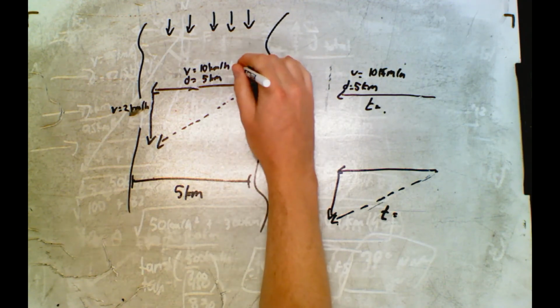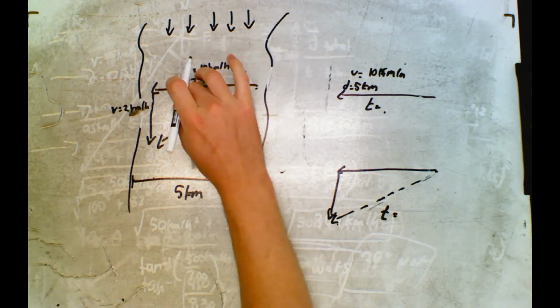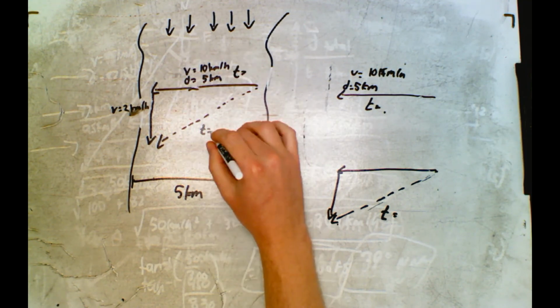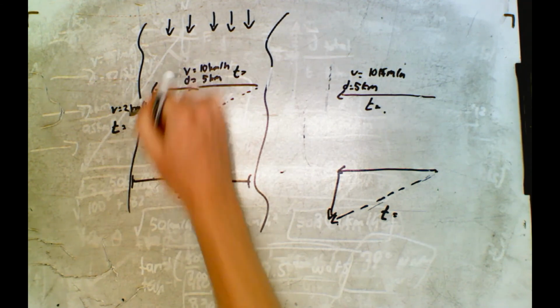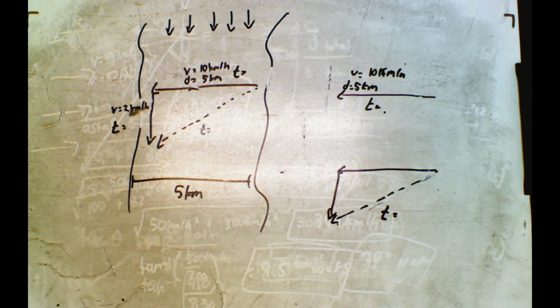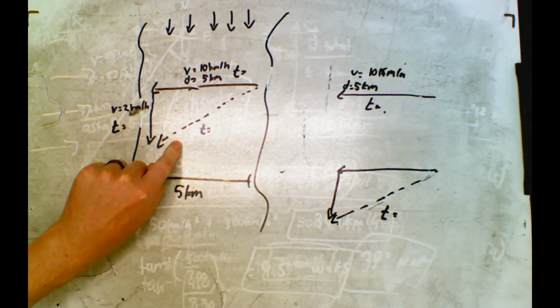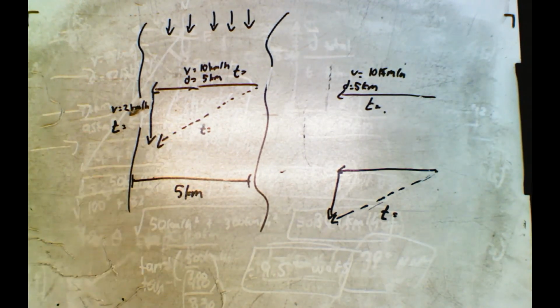So if we find the time that it takes to go straight across, it's going to be the same as the time it takes to go here. And it's going to be the same for the time that it takes to get pushed down river. So the time is the same in every single part of our triangle. So if we just find the time in one of the triangles, then we're good.